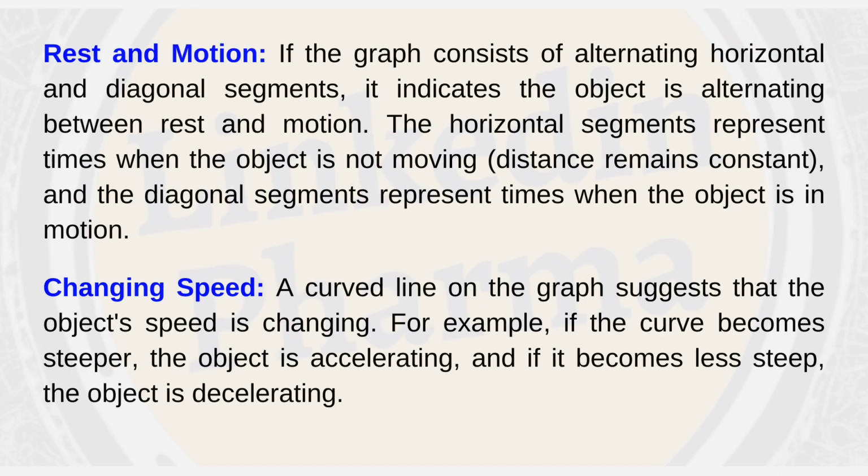Rest and motion. If the graph consists of alternating horizontal and diagonal segments, it indicates the object is alternating between rest and motion. The horizontal segments represent times when the object is not moving, distance remains constant, and the diagonal segments represent times when the object is in motion. Changing speed. A curved line on the graph suggests that the object's speed is changing. For example, if the curve becomes steeper, the object is accelerating, and if it becomes less steep, the object is decelerating.